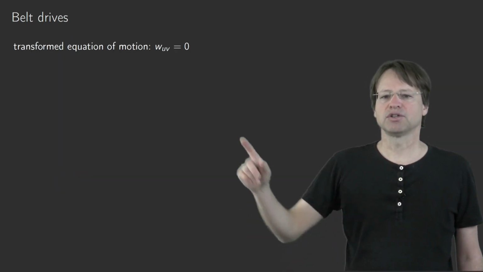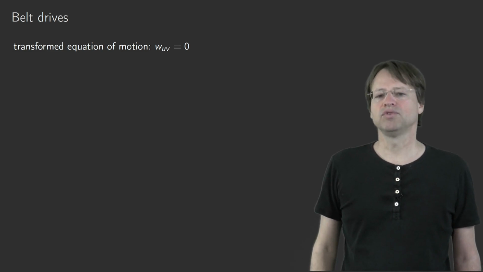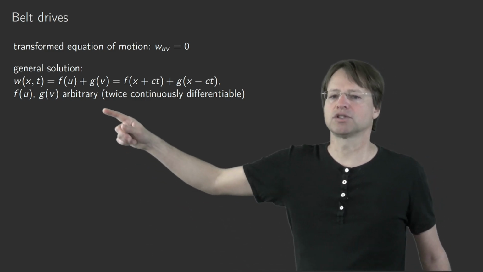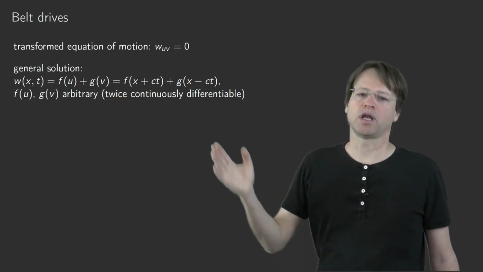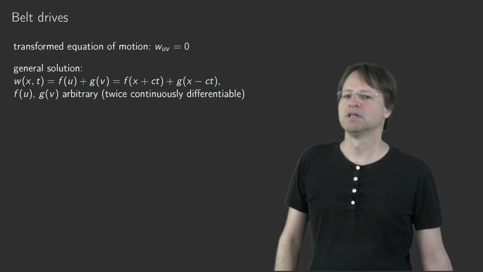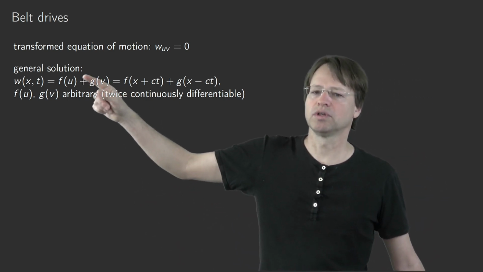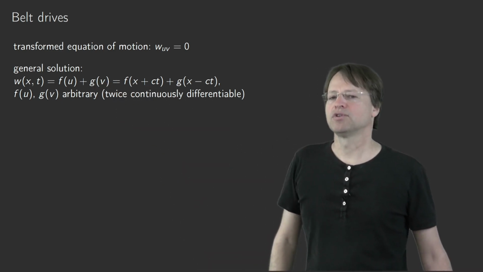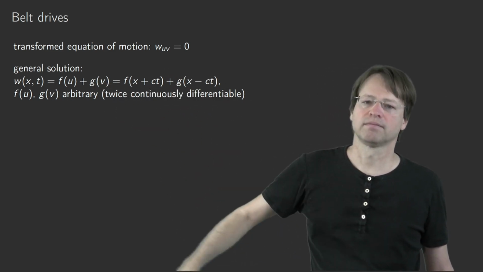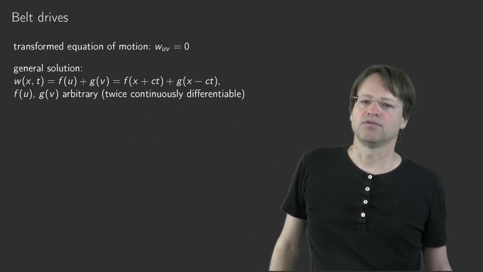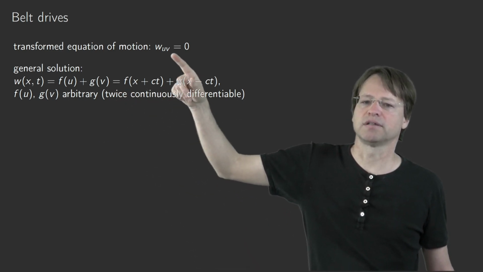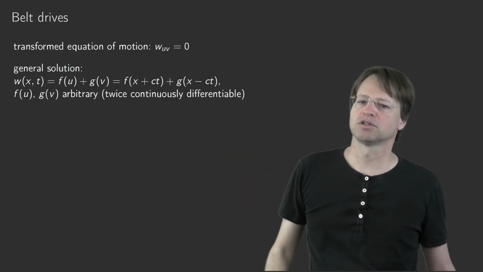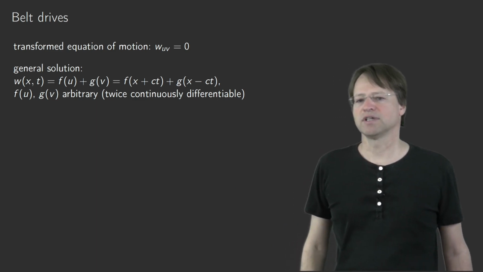So the transformed equation of motion is w_uv is equal to 0. A general solution would be composed by functions f and g that are twice continuously differentiable, but depend solely on u and solely on v, because if you take that function f of u and take the derivative with respect to v, it will vanish. If you take that function g and take the derivative with respect to u, the result will vanish. So the final result will vanish.